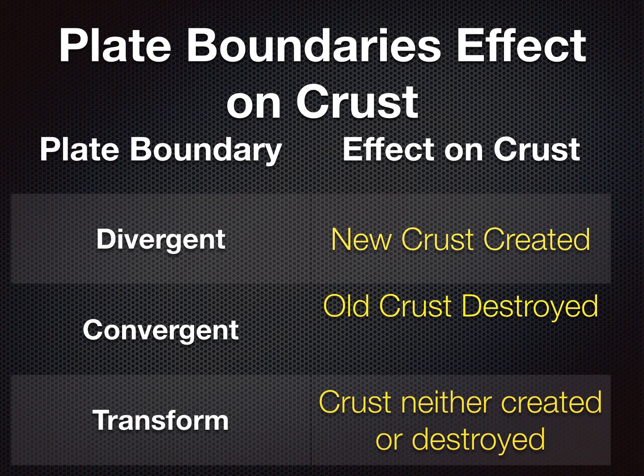Divergent, new crust is created. So when those two plates split apart, magma fills up the middle and it will harden to become new crust. And convergent, old crust is destroyed. If you looked at our last chart, both of those things are hitting head on, like a head-on car collision. They would destroy each other. And then in transform, crust isn't created or destroyed. They're scraping and scratching against each other, and it's not forming or destroying old crust.